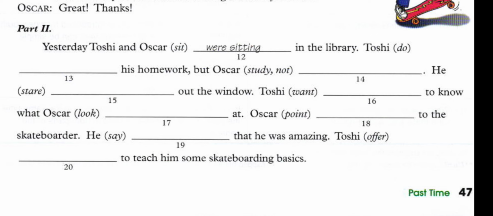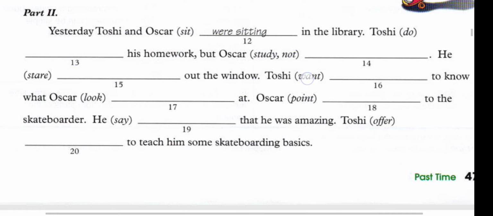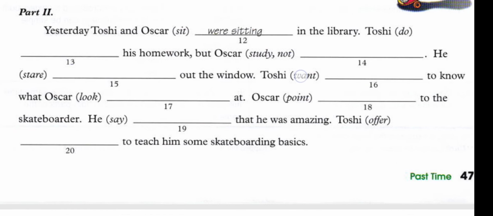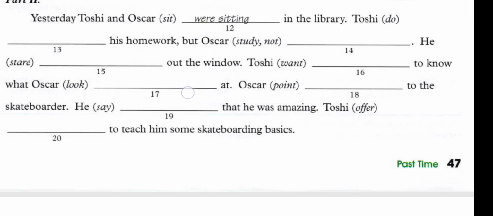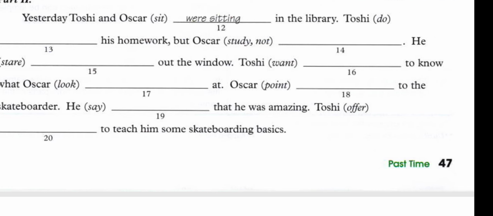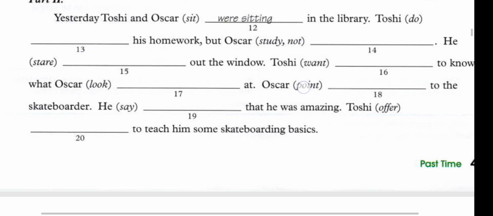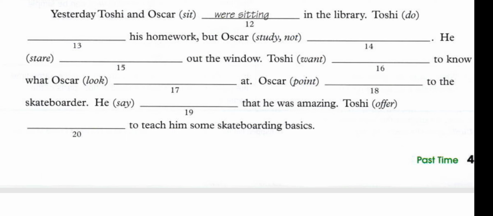So Tushi and Oscar were sitting in the library, as if I'm saying, and Tushi was doing his homework, but Oscar wasn't studying. He wasn't studying, but he was staring. Number 15. So here you need to interpret the situation, understand the situation to be able to use the correct tenses. He was staring out the window. Number 16. Tushi want. Now here "want", again, is a state verb in the past tense. So it should be: Tushi wanted to know what Oscar was looking at.